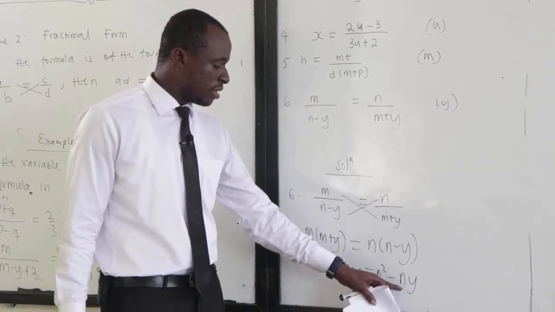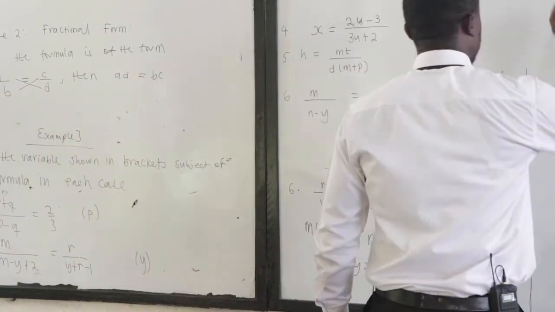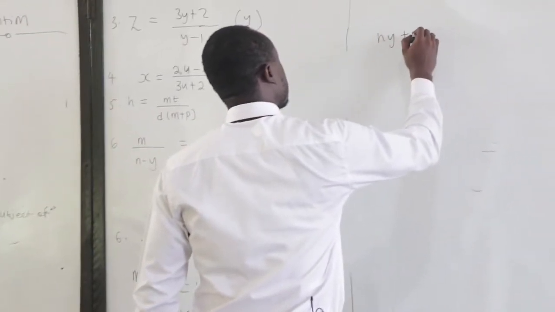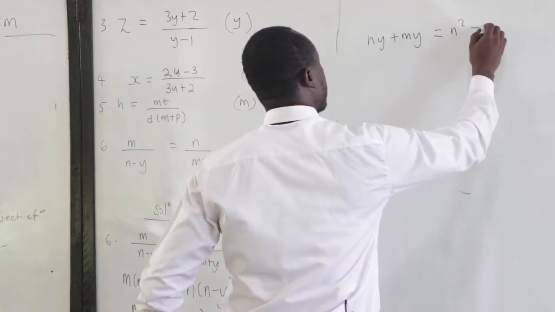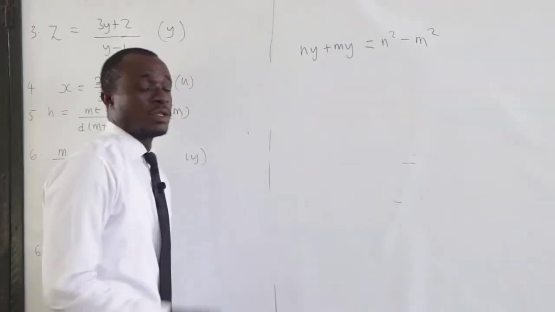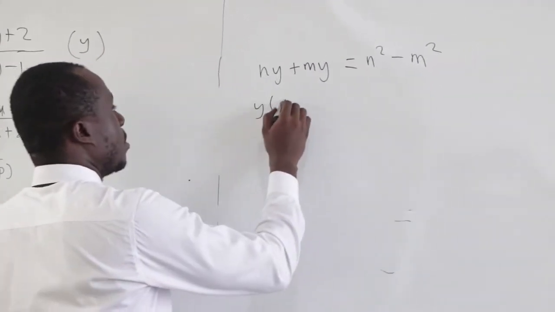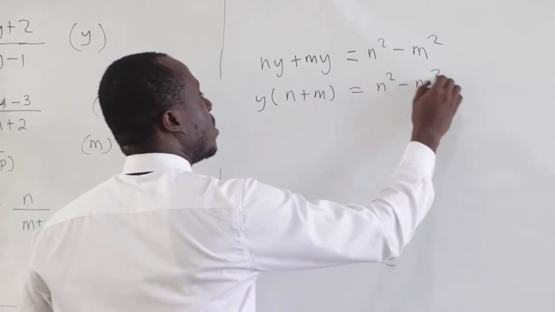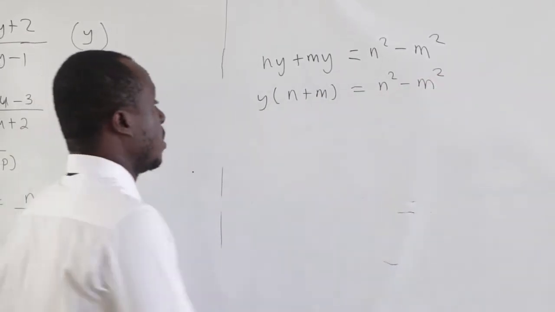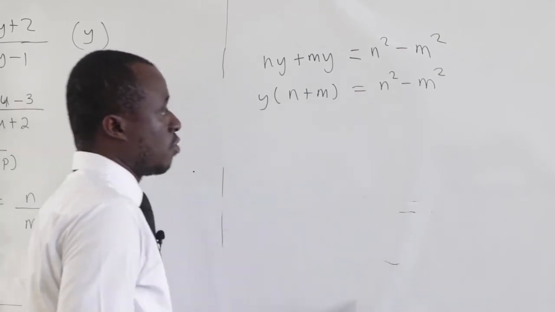So it's better for us to bring this negative ny to the left hand side. So by doing so, we have ny plus my. Now the m square has to move to the other side, so we have n square minus m square. What can we see here? y is common, so we have y times n plus m equal to n square minus m square. Now we want to find y, we want to make y the subject.